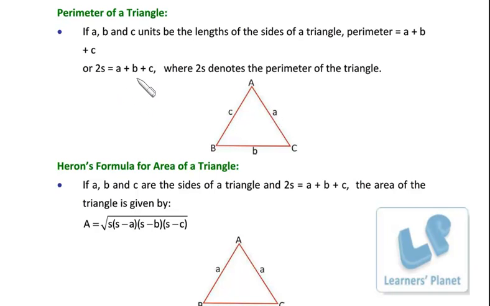Right? Then we have one more term S, that is actually semi perimeter. Semi perimeter is actually half of the perimeter. So perimeter is A plus B plus C, half of that will be A plus B plus C by 2, and that is actually S, and we call it semi perimeter. So precisely 2S is equal to A plus B plus C, or S is equal to A plus B plus C by 2. Right? Then we have formula for area of triangles.